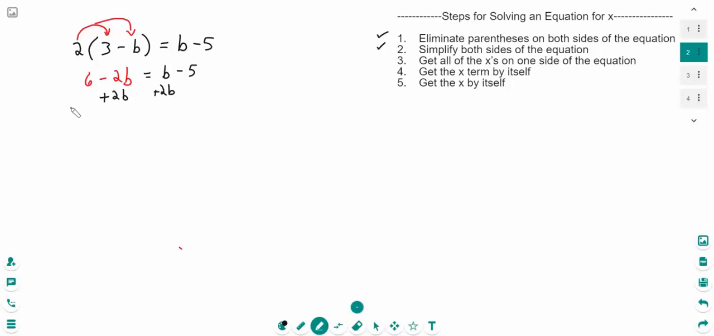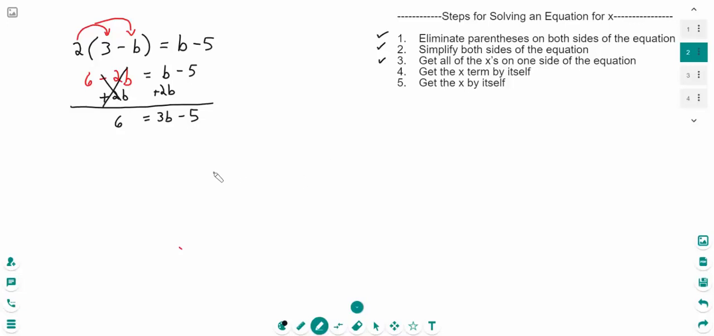What you do to one side, you have to do to the other. And then I can eliminate these two, and I'm left with a 6. And then over here, I've got a 2b and a 1b, which is going to give me a 3b total minus 5. Okay? So now I've got my b's on one side. It's on my right side in this case. So we've done step 3.